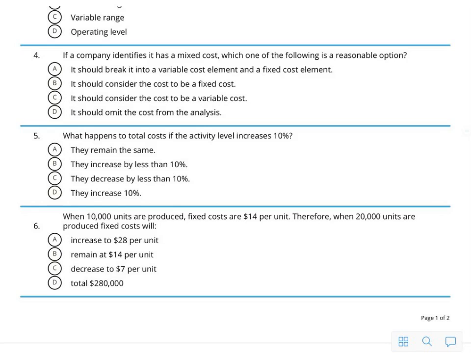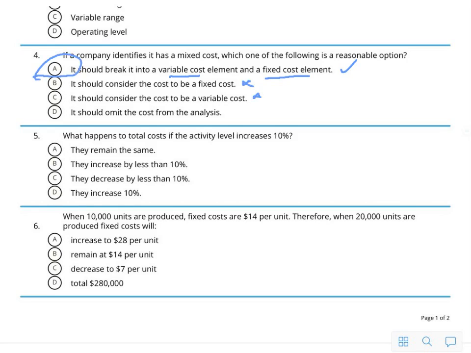If a company identifies it has a mixed cost, which one of the following is a reasonable option? It should break it into its variable cost element and its fixed cost. Yes, it should. It should consider the cost to be fixed. No. It should consider it to be variable. No. The only answer here is A.